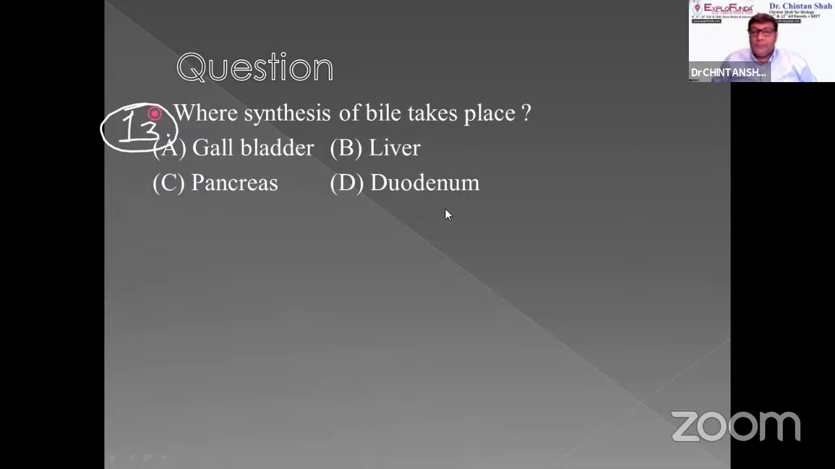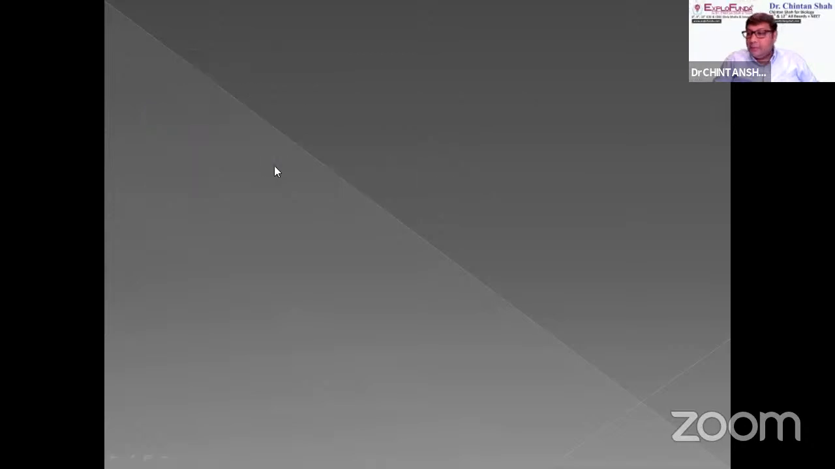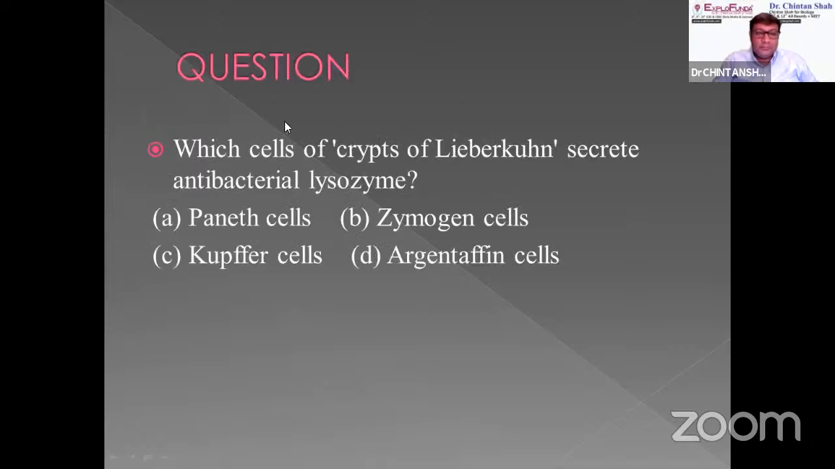So it is secreted from the gallbladder. The bile is secreted from the gallbladder, but it is synthesized in the liver. So 13 will be B. Perfect. Okay, let's go on the 14th one. So this is the 14th one.